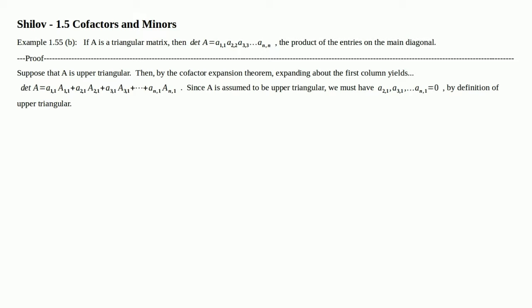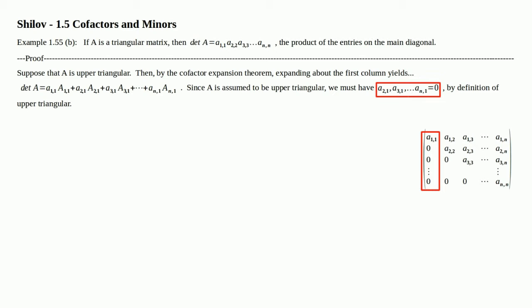Since A is assumed to be upper triangular, we must have a sub 2,1, a sub 3,1, a sub 4,1, so on and so forth, all the way to a sub n,1 equal to 0 by definition of upper triangular. Look at those entries: 2,1, 3,1. In all of those, the i is bigger than the j. The row is bigger than the column, so we're below the main diagonal.